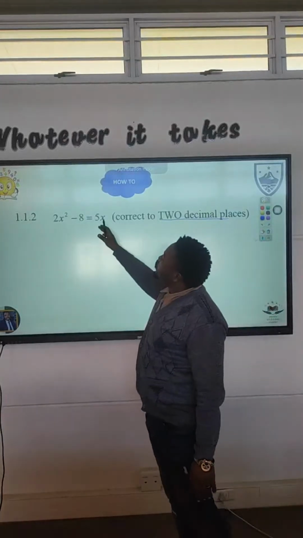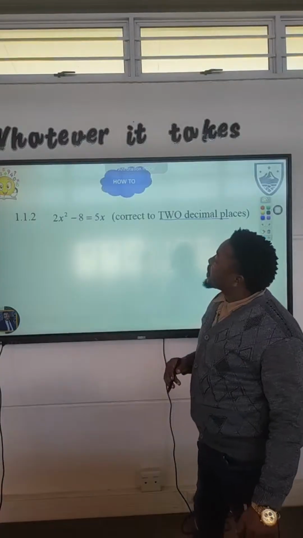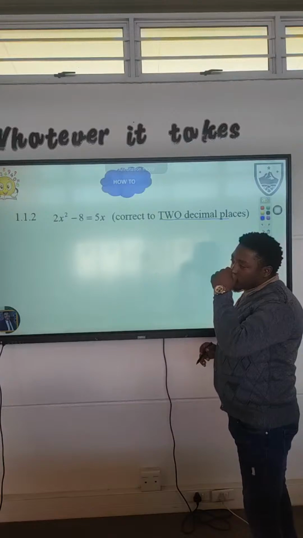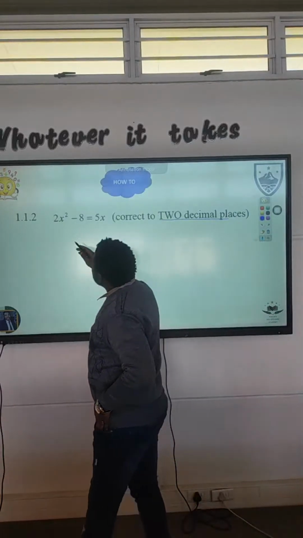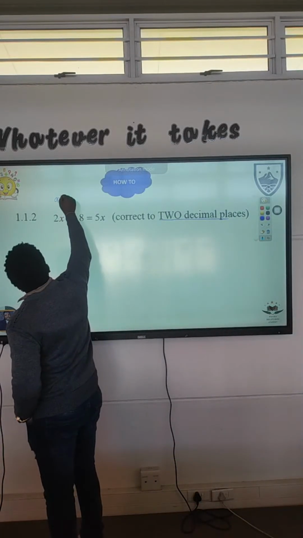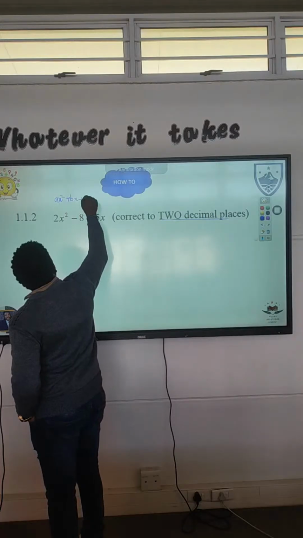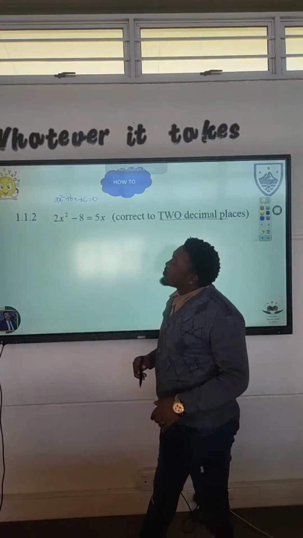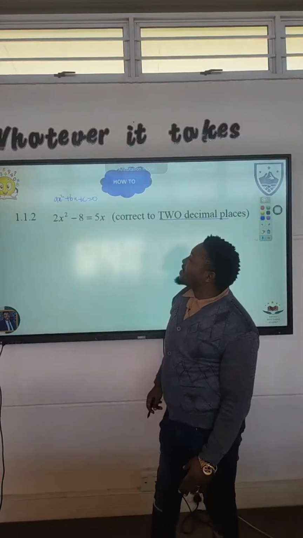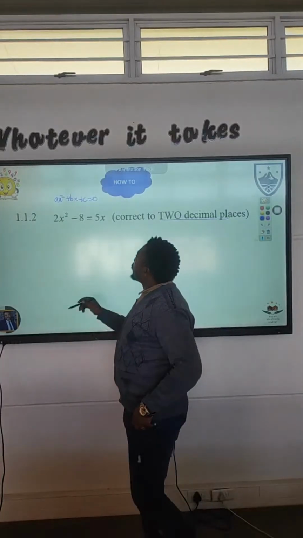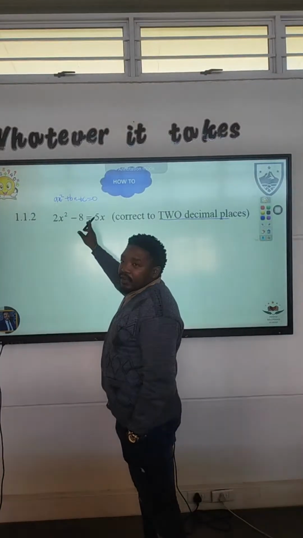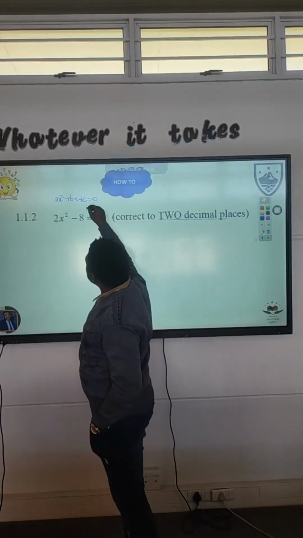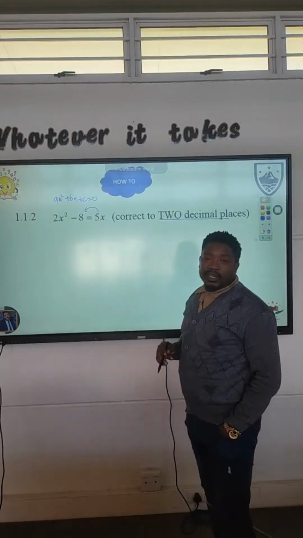But we need to make sure that ax squared plus bx plus c is equal to 0, where a is the coefficient of x squared, b is the coefficient of x, and c is just a constant. So you look at this one, you have a term on the right hand side. So we're going to transpose this term to the other side before we can start using the quadratic formula.